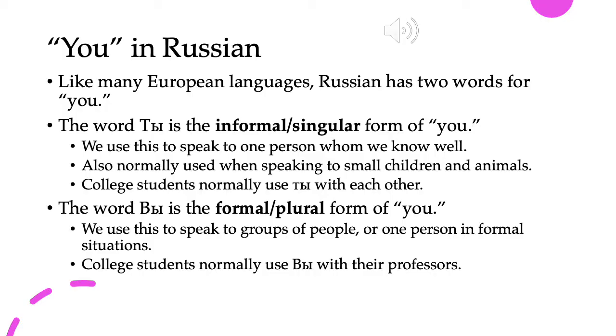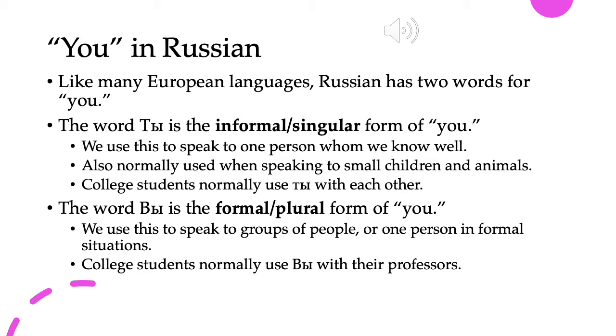Unlike English, but like many other European languages, Russian has two words for you. It has the equivalent of you, and then it also has the equivalent of thee or thou, which we used to use in English, but we don't anymore. These two words in Russian are ты, which is the informal or singular form of you, and вы, which we use in formal or plural situations.